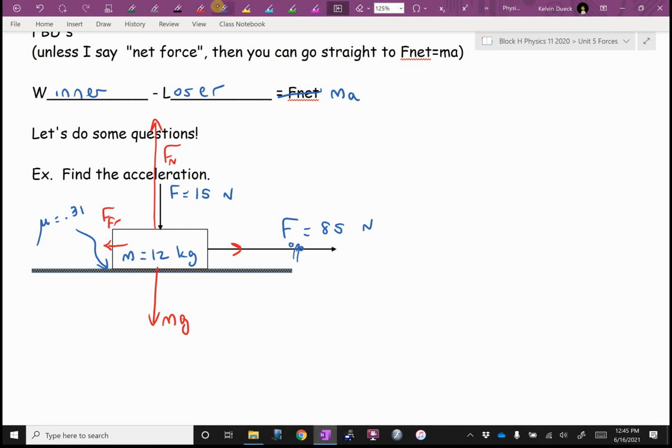So what equation would I write here in my winner minus loser routine? What minus what equals what? I'll do it algebraically first. I'm going to go F applied minus friction equals MA.